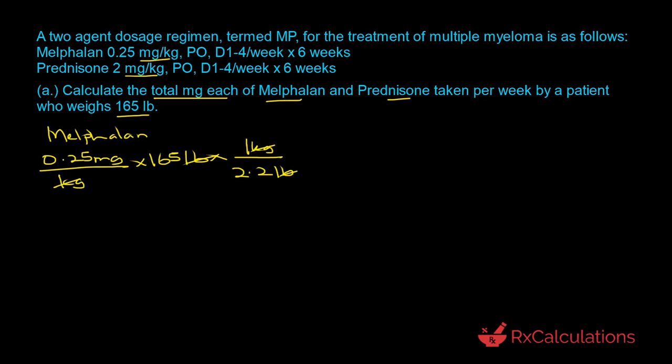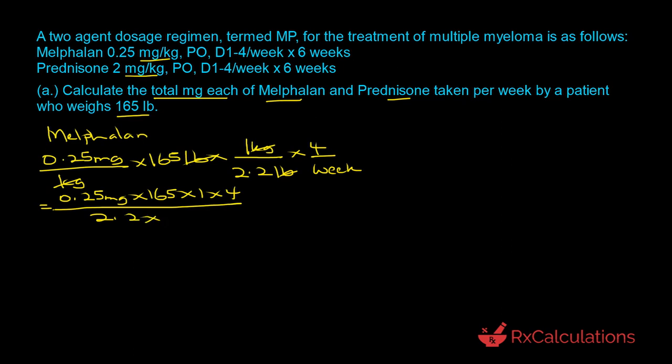But we don't stop here because it's 4 days per week. So we need to account for that. So we have 4 per week. So we can go ahead and multiply all the terms in the numerator, which will be 0.25 milligrams times 165 times 1 times 4 divided by 2.2 times week. And this is going to be equal to 75 milligrams per week.